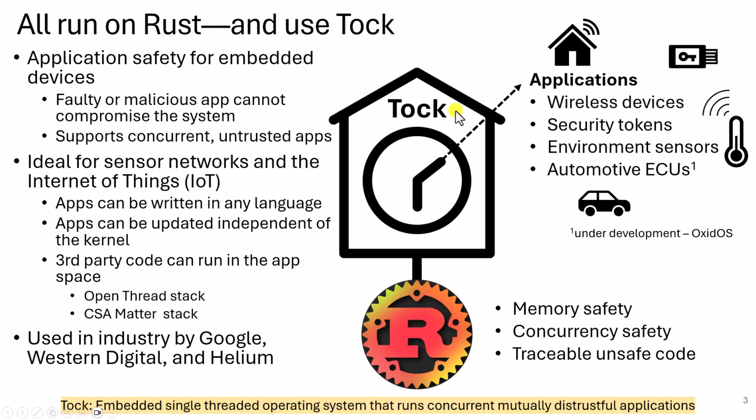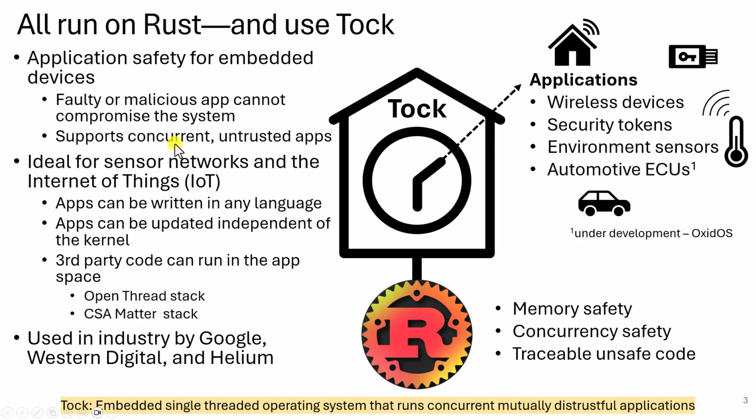On Tock can be the applications, the user processes, that drive wireless devices, the security tokens, sensors, and the automotive devices that were shown previously. And these applications, which are made up of user processes, also need to have safety. When running on the embedded device, it's important that a single process in that application can't bring down or compromise the system as a whole. And that's one thing that Tock supports.